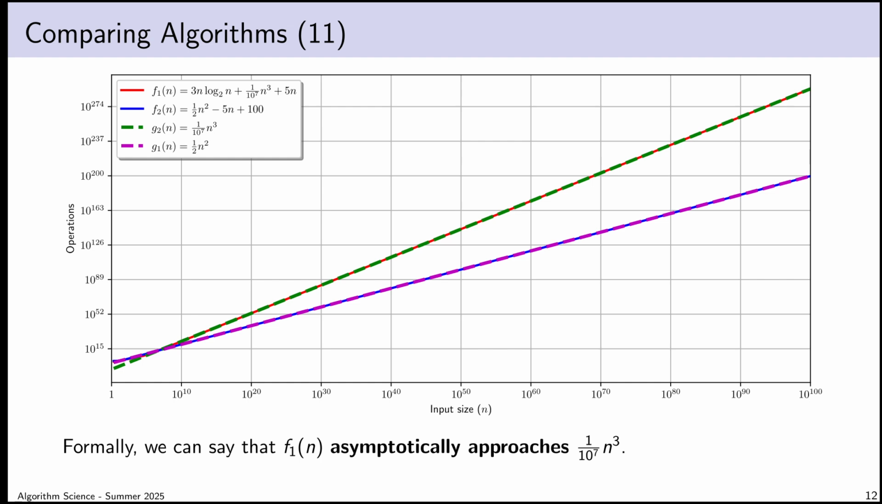Now, formally, this is a relationship. We can say f1 asymptotically approaches 1 over 10 to the 7 n cubed. That would be the line corresponding to its highest order term.